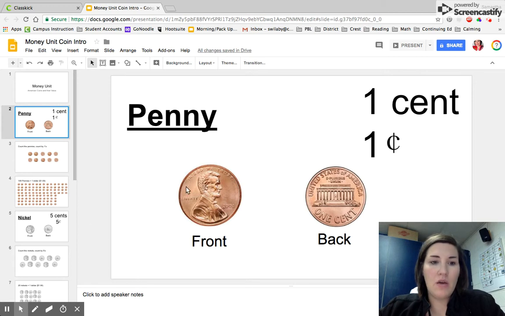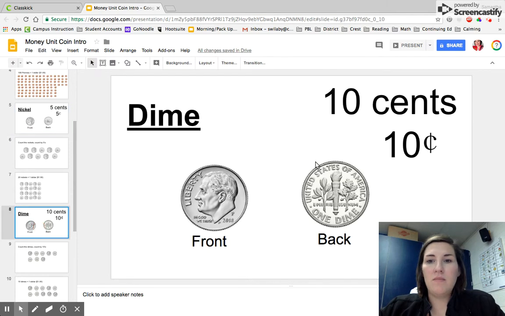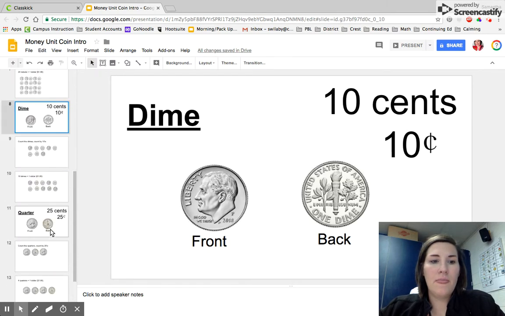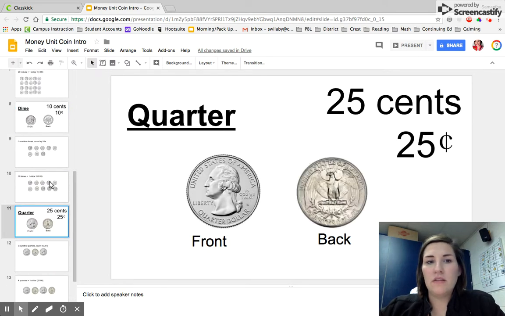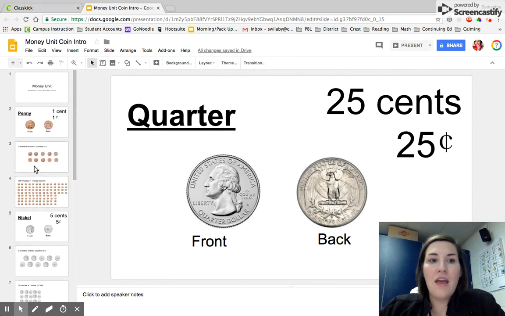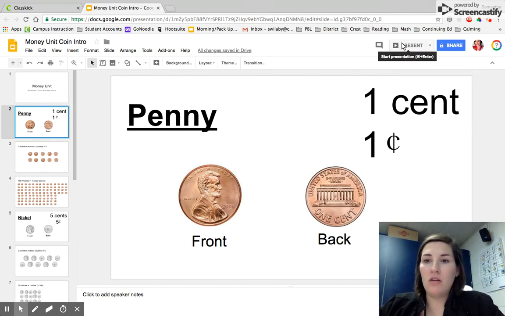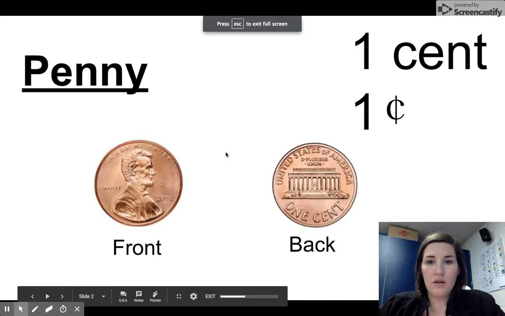So as we've talked before, we have the different values of the coins. Penny being 1 cent, nickel being 5 cents, dime being 10 cents, and a quarter being 25 cents. So each of those are cents, and we know that 100 cents equals a dollar, or $1.